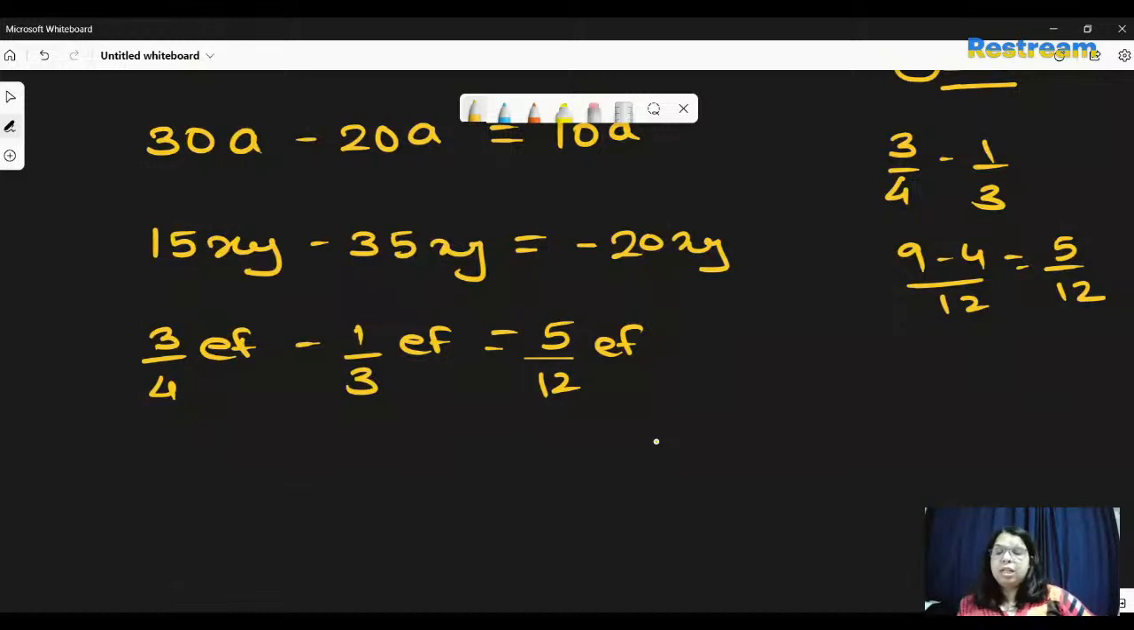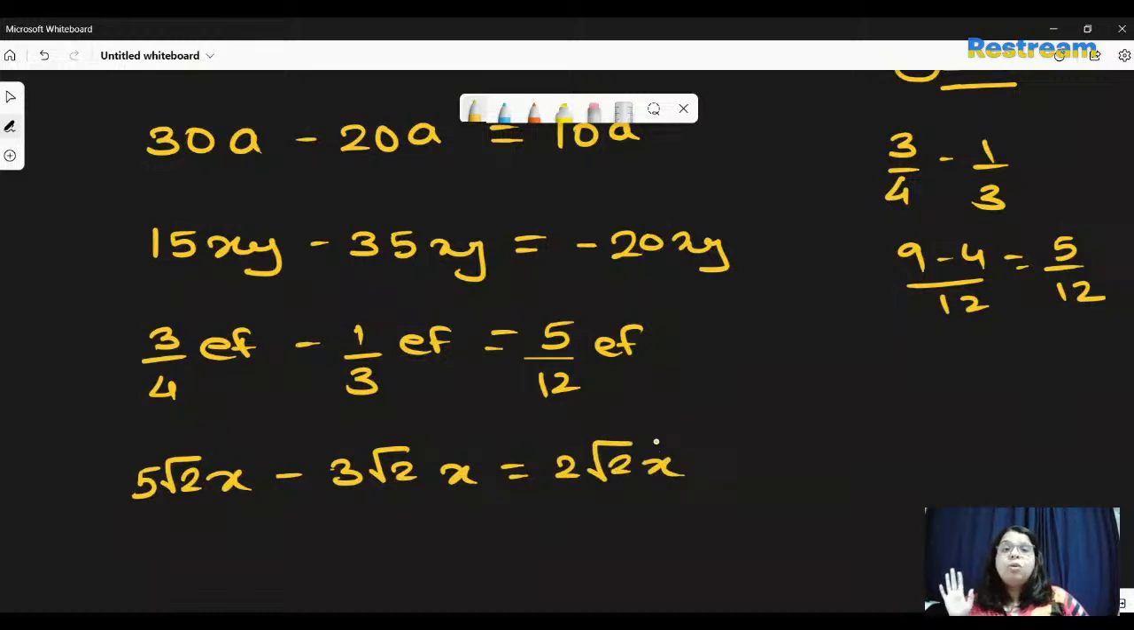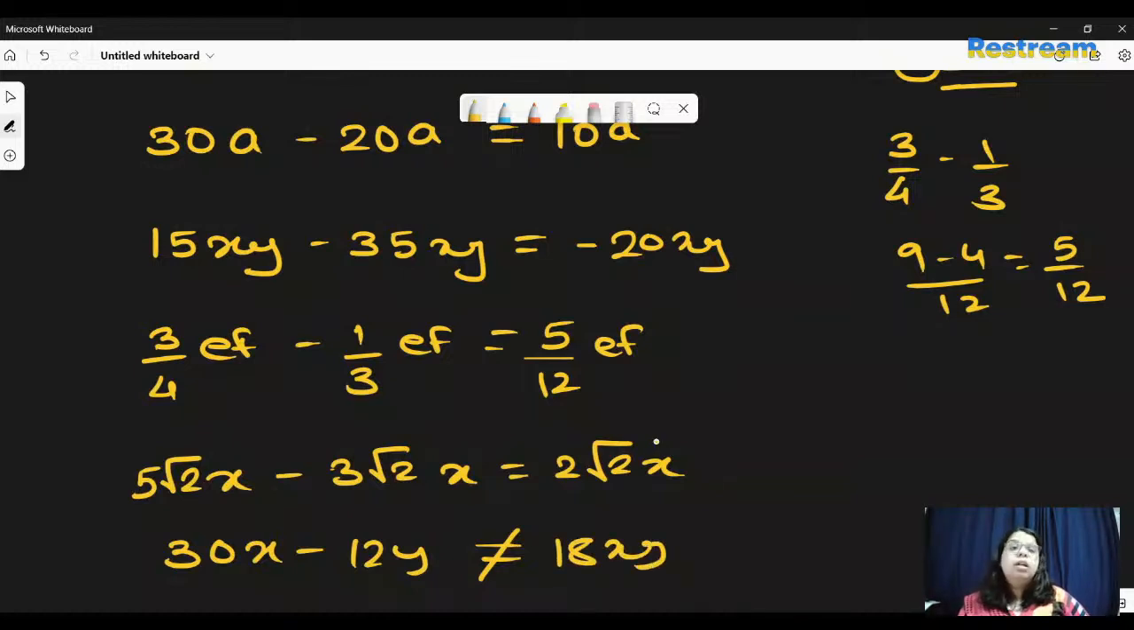I forgot to show you this in addition. So let's say 5 square root of 2x minus 3 square root of 2x is going to give you 2 square root of 2x. So the coefficient can be anything, it can be any real number. Okay. Now again, same thing, you cannot do 30x minus 12y. You are not allowed to do that. This is not equal to 30 minus 12, which is 18xy. It is not equal to 18xy. Definitely, it will stay as 30x minus 12y.